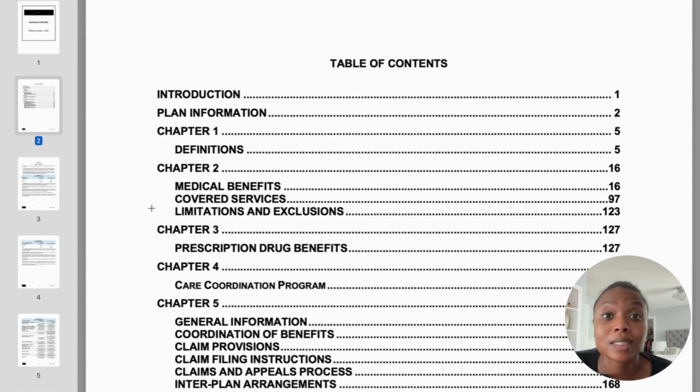So that's services not covered by your plans or certain limitations to those services covered by your plans. This SPD also includes prescription drug benefits, care coordination programs, and Chapter 5 is a catch-all of things like general information and how to file a claim. But let's jump into medical benefits in Chapter 2.